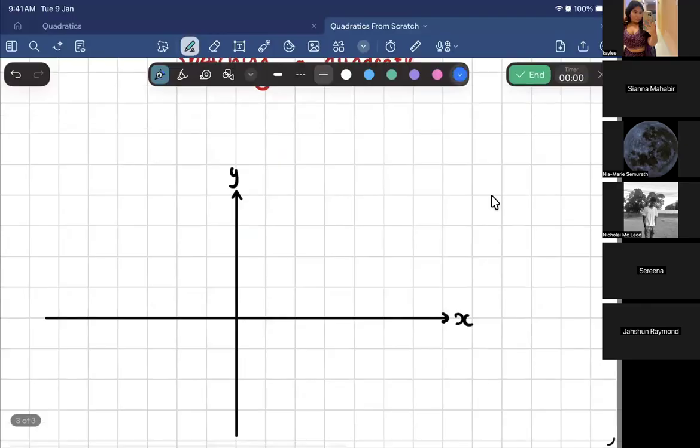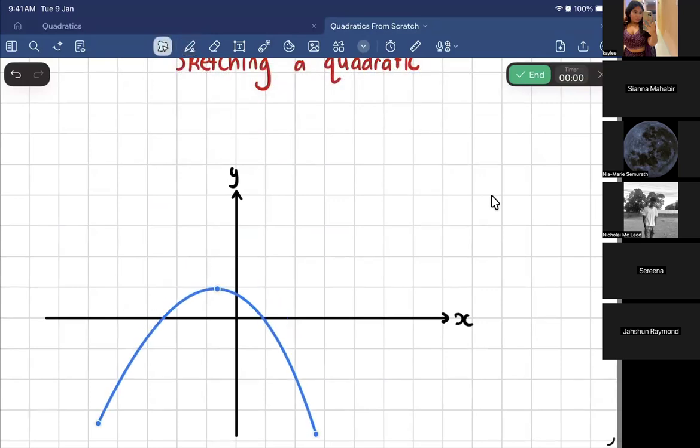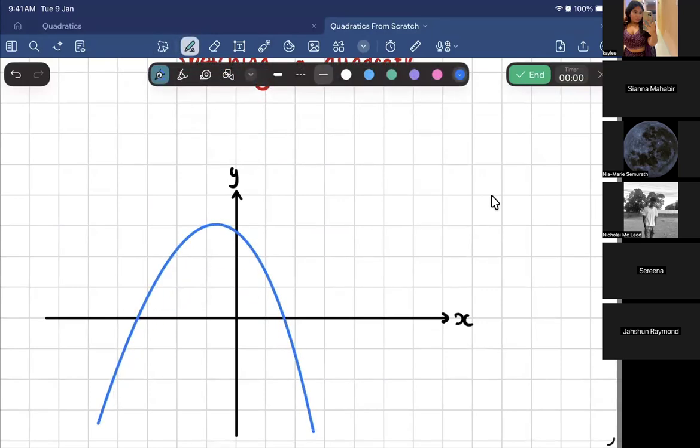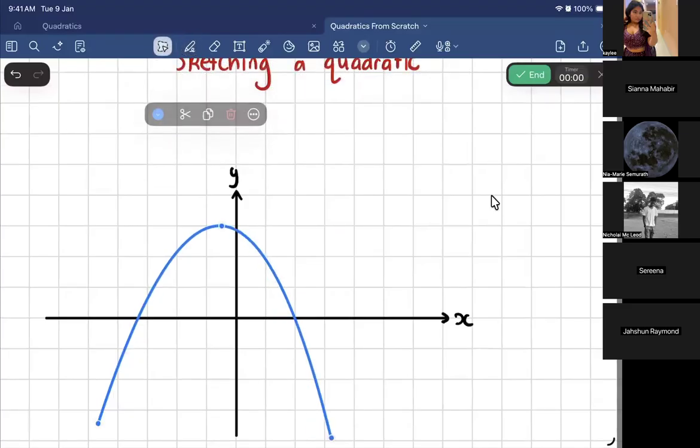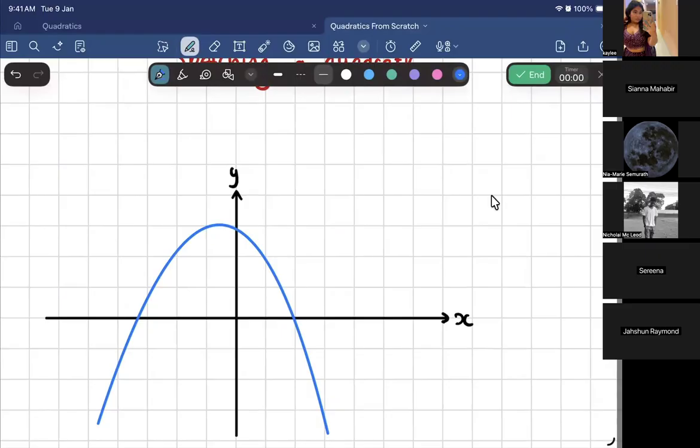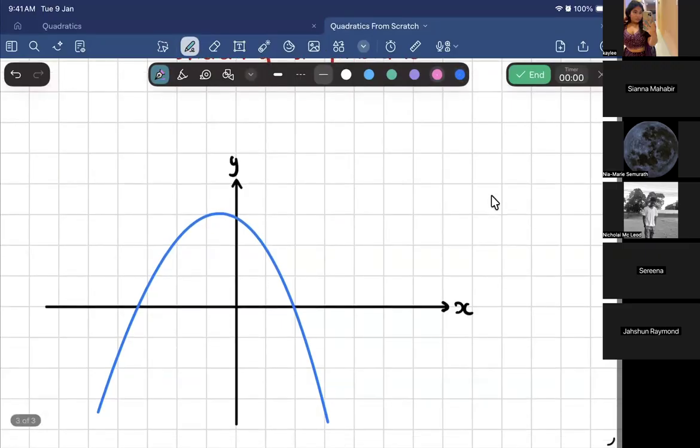So I'm going to draw a quadratic. And I want you guys to tell me, does this quadratic look like a maximum or a minimum? Maximum. Right. So if we wanted to sketch this thing, we need to know a couple things. First thing, we could identify that this graph has a what? Maximum turning point.